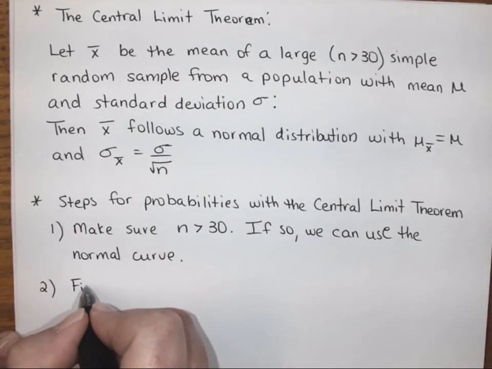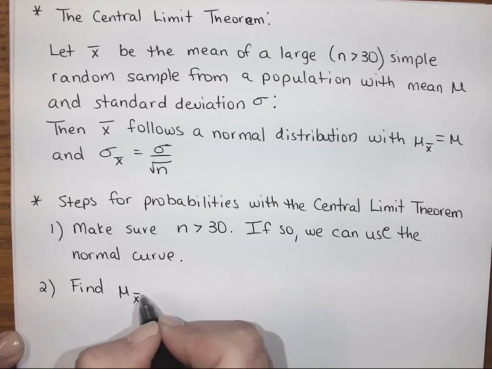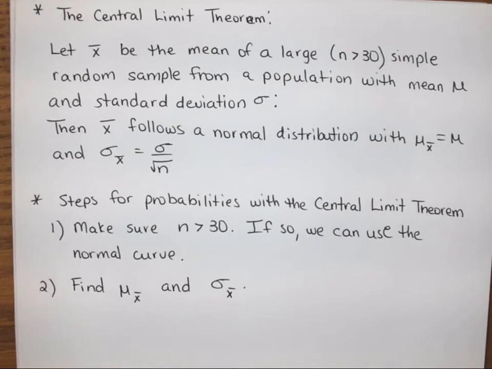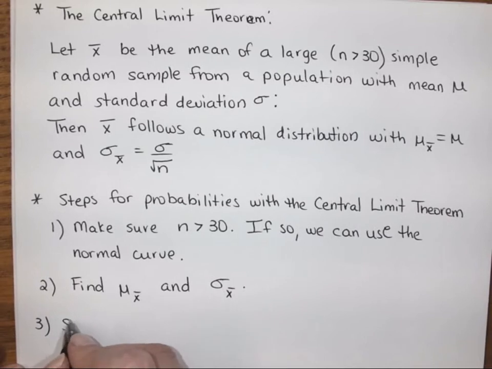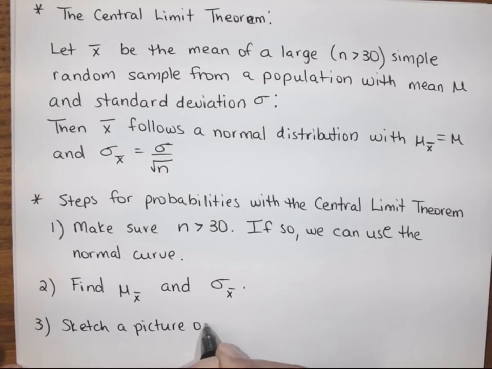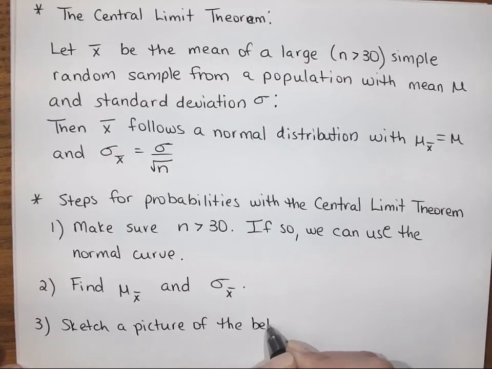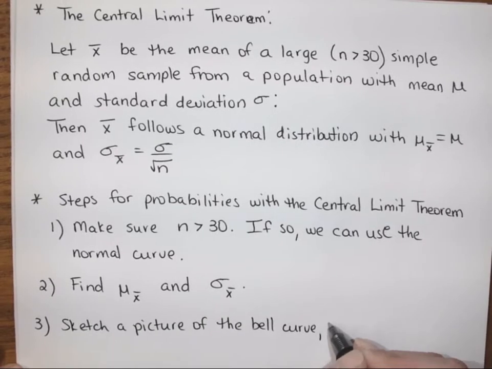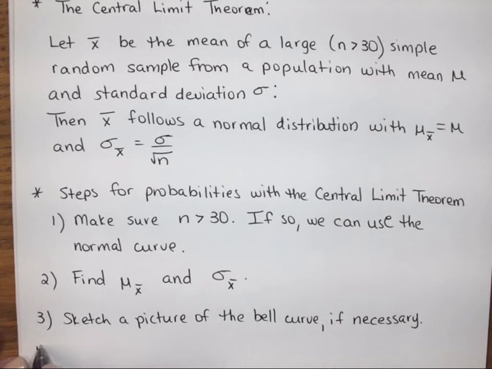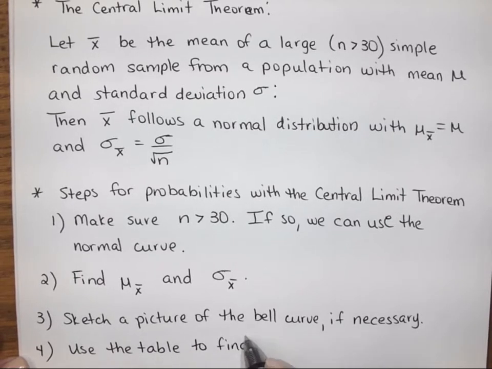Step number 2 is you're going to need to find the mean of the x bars and also the standard deviation of the x bars. Okay. As always, we can sketch a picture of the bell curve if it helps us, if we're more visual. So I'm just going to say sketch a picture if necessary. So maybe at first you'll want to sketch a picture, maybe after that you feel confident and maybe you don't need to. And then last but not least, use the table, the A.2 table that we've been looking at for a while to find the area.